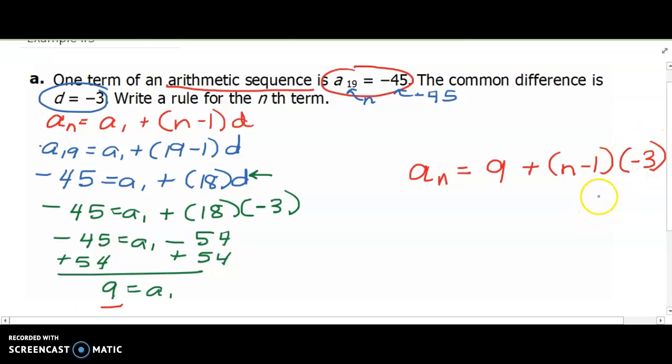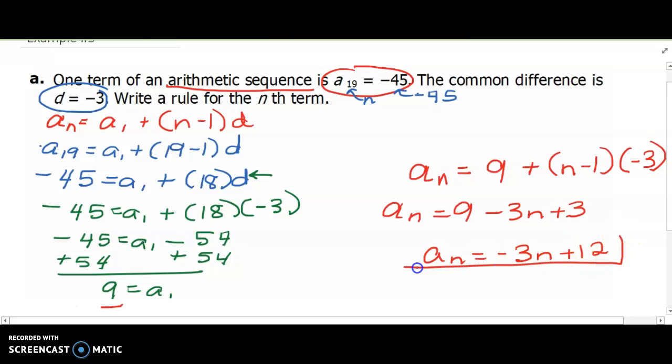Now, we are in honor, so we're going to clean this up. a sub n equals, I'm going to distribute this negative 3 through, 9 minus 3n plus 3. So a sub n equals negative 3n plus 12 would be my final equation. Now I can solve for any n here.